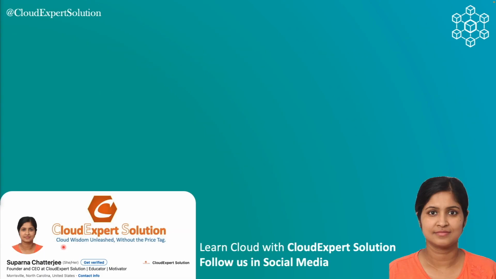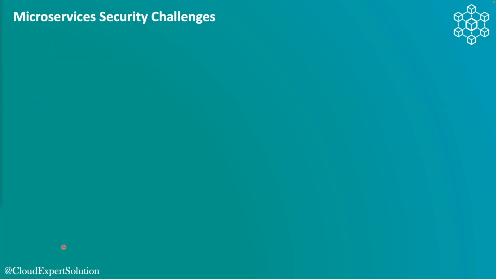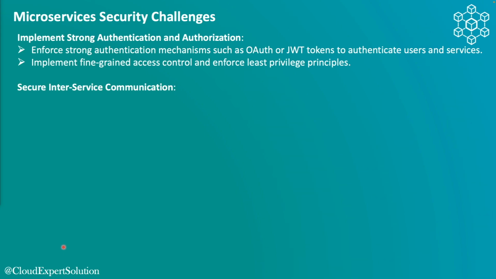Before we conclude today's video, we'll review the microservice security best practices. To start with, we should enforce strong authentication and authorization mechanisms such as OAuth or JWT tokens, and that will help us to authenticate the user or even the services that are communicating with the microservice. We should implement fine-grained access control and enforce the principle of least privilege.